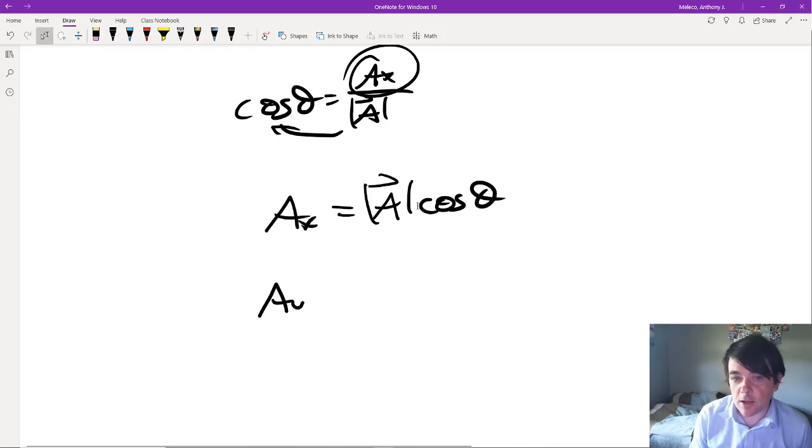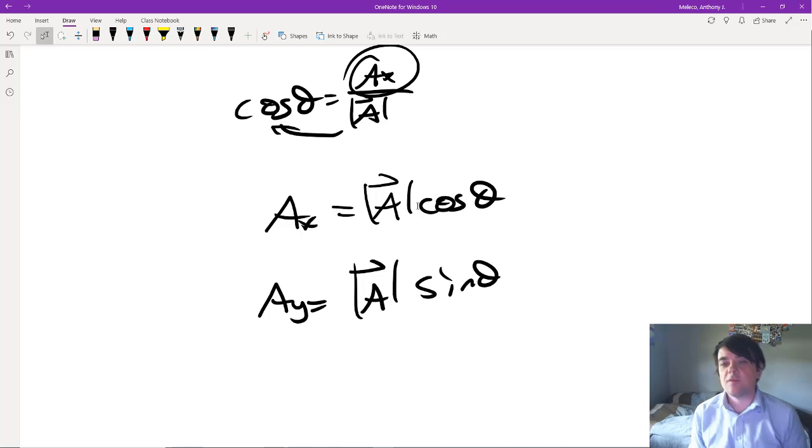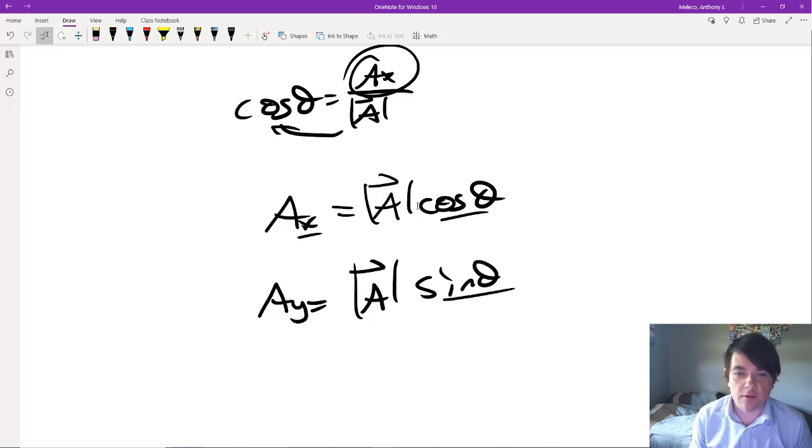Similarly, AY is equal to A sine theta. This is why in a lot of problems, you relate cosine with x and sine with y. There's a couple instances, or at least one major instance, that we'll see during forces where these will flip actually, but I'll show you the geometry of that when the time comes.